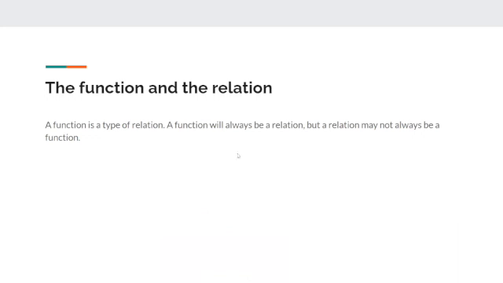The function and the relation. Now, a function is a type of relation. I've already mentioned that. A function will always be a relation, but a relation may not always be a function.